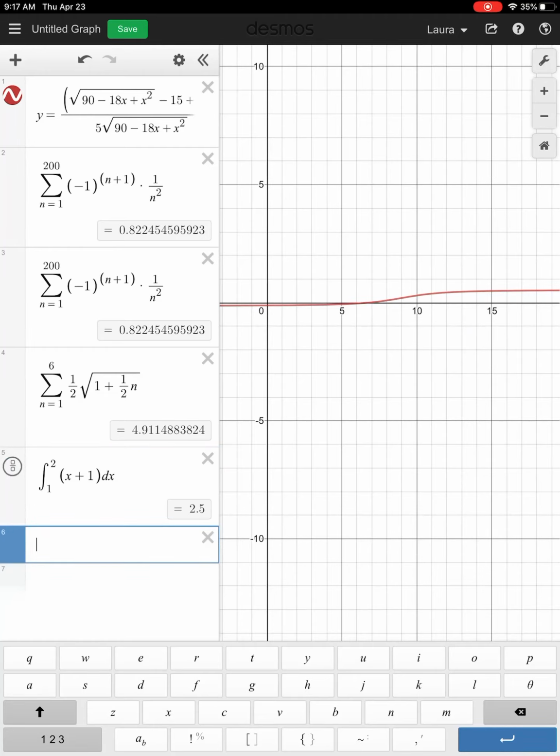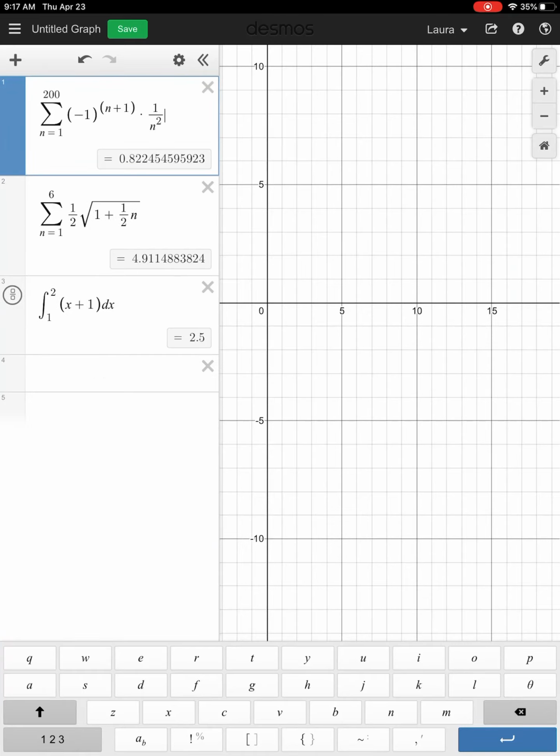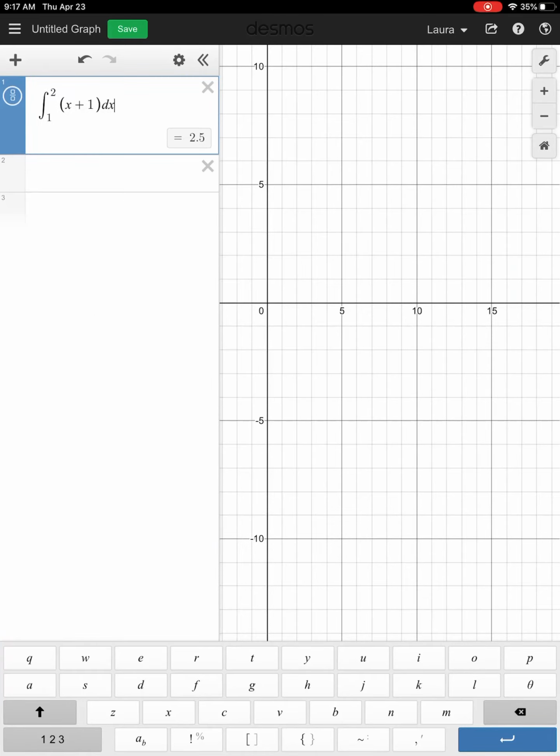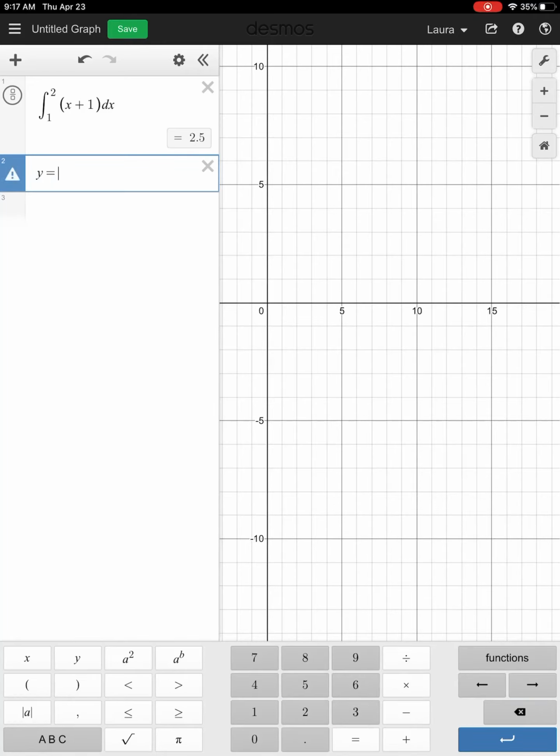I thought they had a dx there. They have ddx, but they don't just have dx. So let's go to ABC and put dx. Okay, I'm just learning how to use this Desmos also. But did you notice that once I did that, it gave me 2.5?